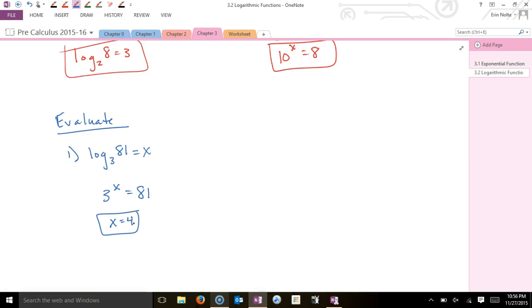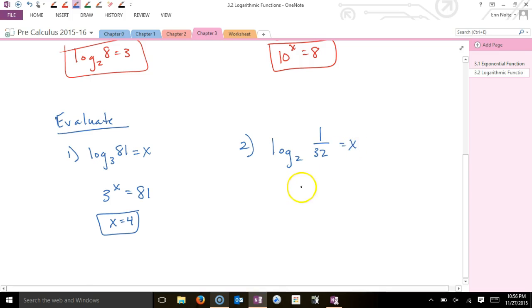Let's do a harder one. Let's do the log of base 2 of 1/32. Okay, so how do I evaluate this? We're going to start by setting it equal to x and converting it to exponential form. So that would be 2 to the x is equal to 1/32.